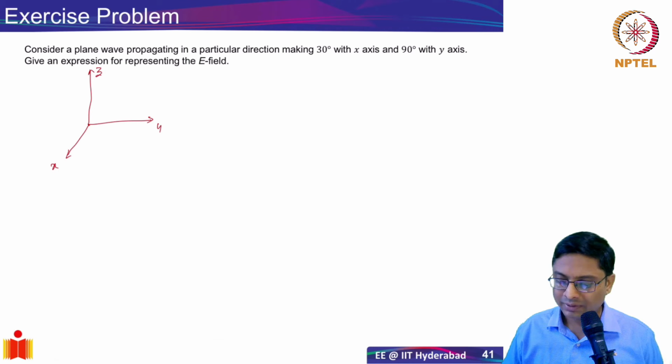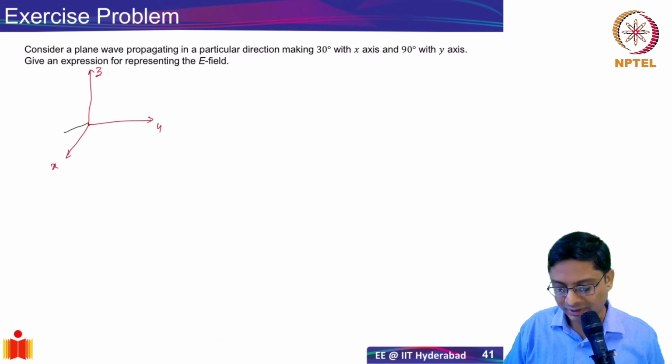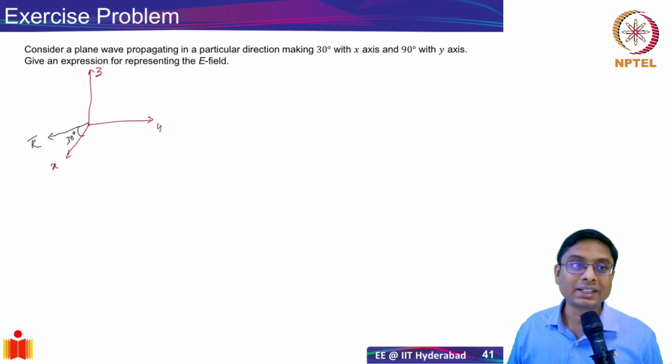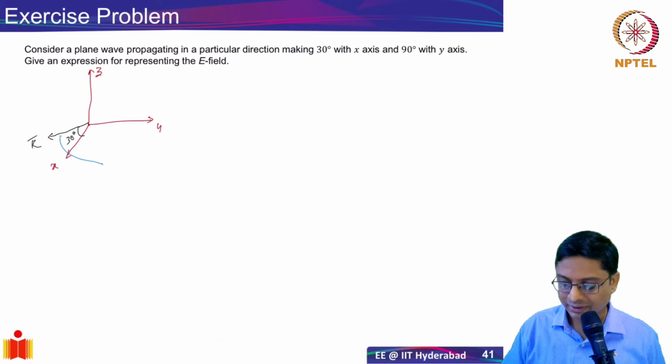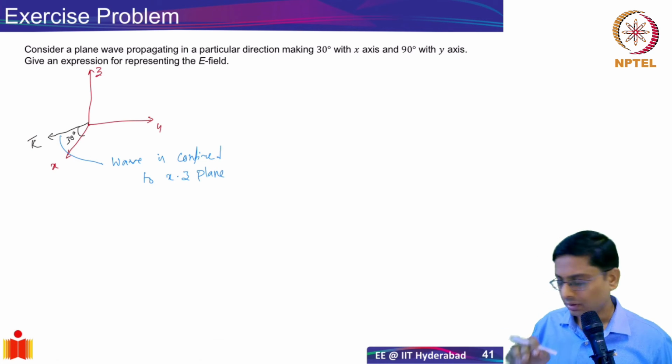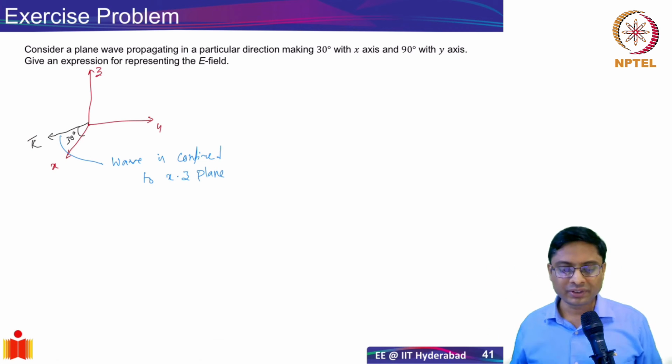Now we are told that the wave is propagating in a direction that makes 30 degrees with the x-axis. So my wave is going in this direction. K is the vector. So this is 30 degrees with the x-axis. And it also makes 90 degrees with the y-axis. So that means K is essentially confined, right? Wave is confined to the xz plane. So wave is confined to the xz plane.